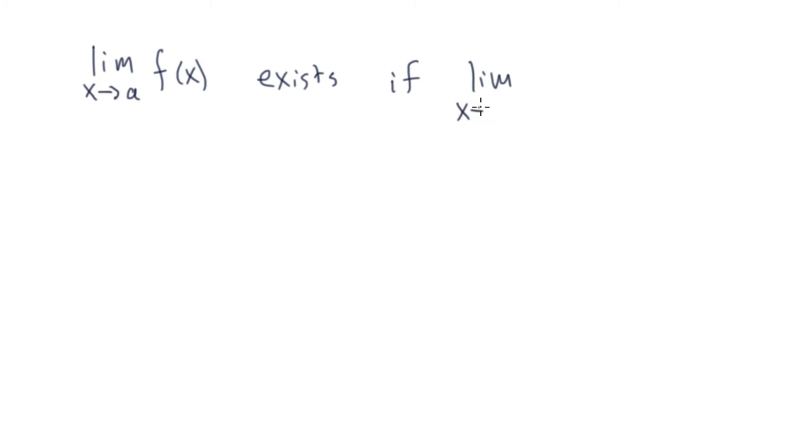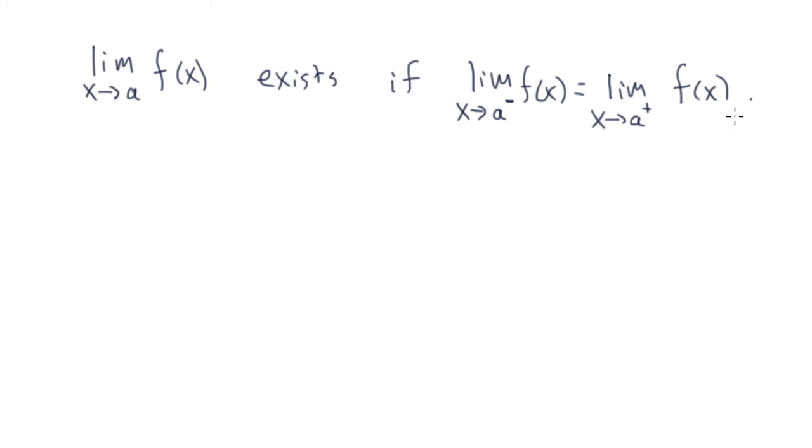Okay, so now we have a nice way to state when the limit of a function exists. So again, I'm just going to rewrite this to really emphasize that the limit as x approaches a of f of x exists if the limit as x approaches a from the left of f of x equals the limit as x approaches a from the right of f of x.